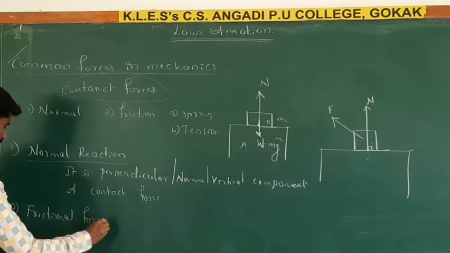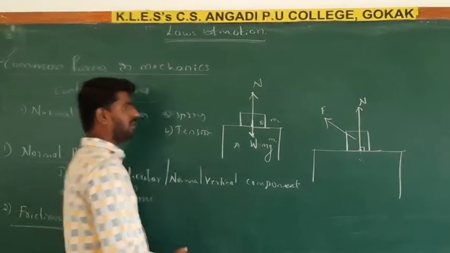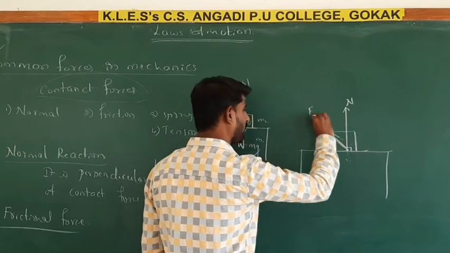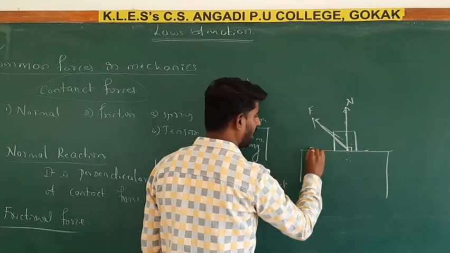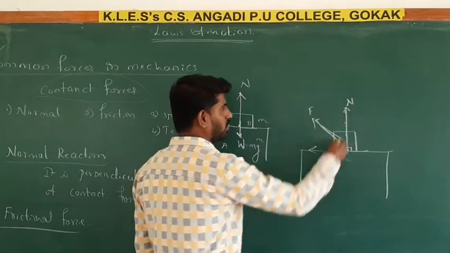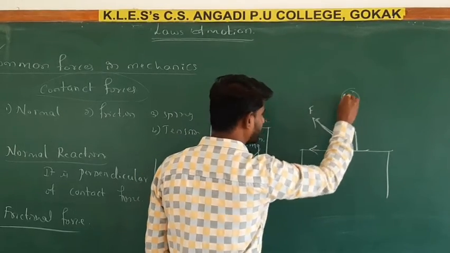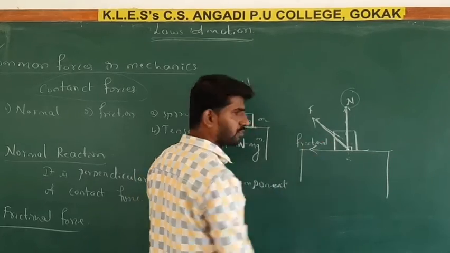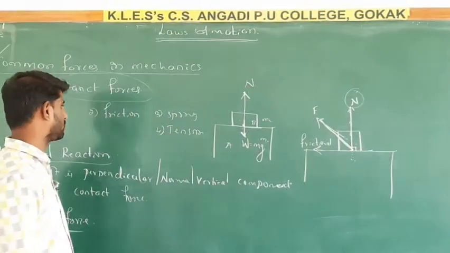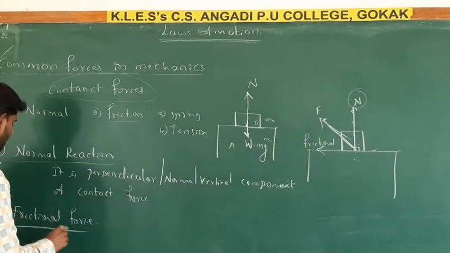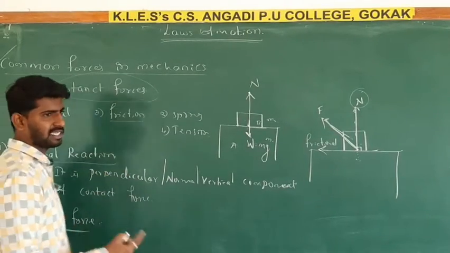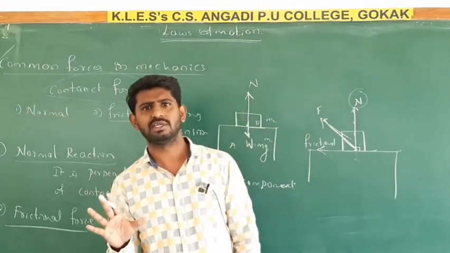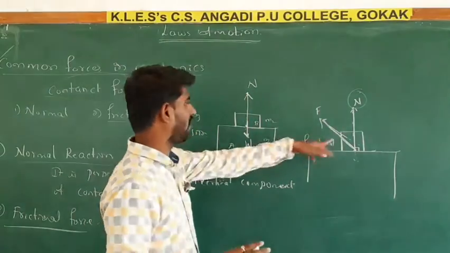Okay, and the next point is about the frictional force. If I divide this into two components, a vertical component and a horizontal component, the vertical component is the normal reaction, and the horizontal component is called friction. You can write friction, or you can also write frictional force. Two words, same meaning. What is the frictional force? It is the horizontal component of the contact force.